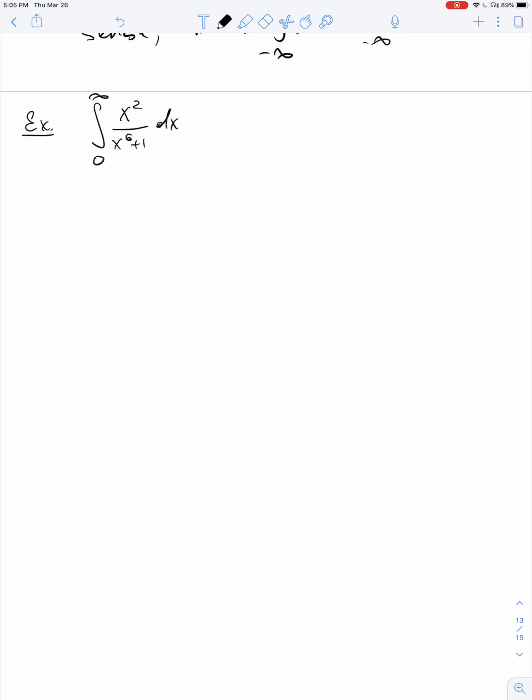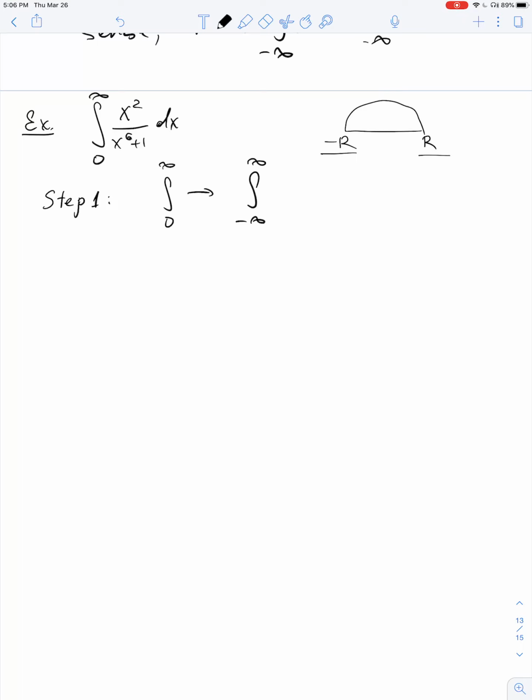Okay, so now step number 1 is that I want to transform it to an integral from minus infinity to plus infinity. As of now, there is no reason for that. I cannot really explain why, except that I know that it will work. But as of now, we keep in mind this kind of contour. And because it's minus r to r, it should be from minus infinity to infinity. So how do we do it? Well, we see that this is an even function.